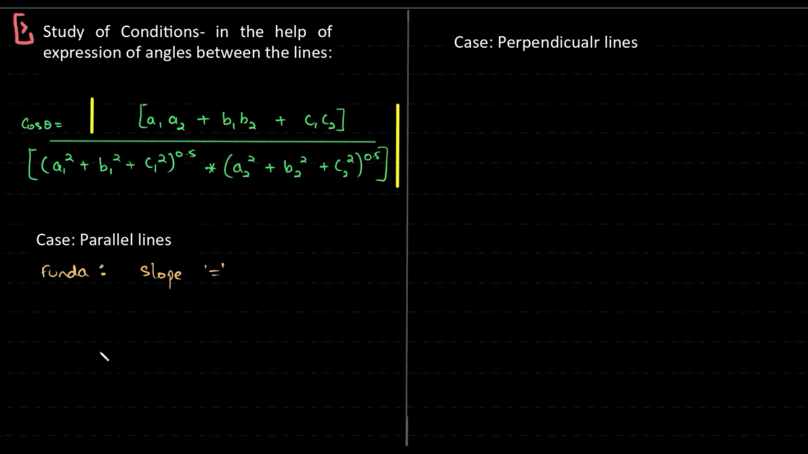The direction ratios have to be, this implies the direction ratios or direction cosines, whatever you guys want to call it. I mean, they are two different things actually. Yes, they will be equal. So A1 by A2 should be equal to B1 by B2 should be equal to C1 by C2. So for the lines to be parallel, theta has to be either 0 or 180.